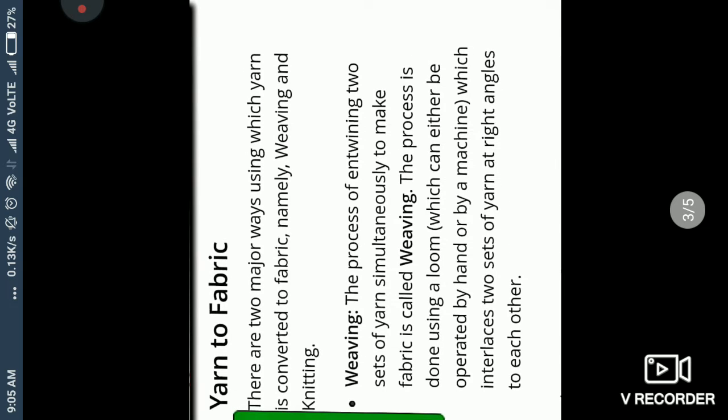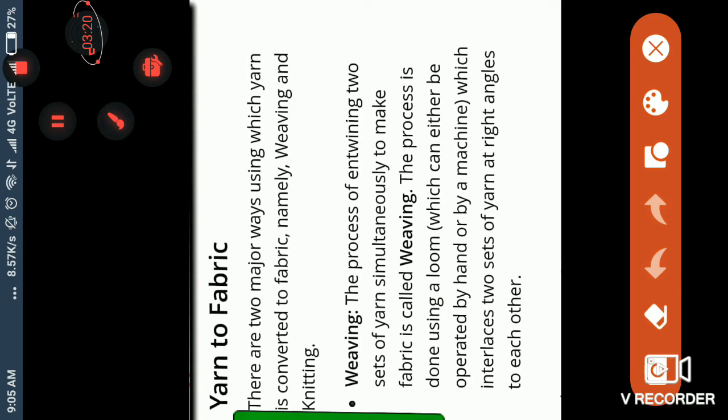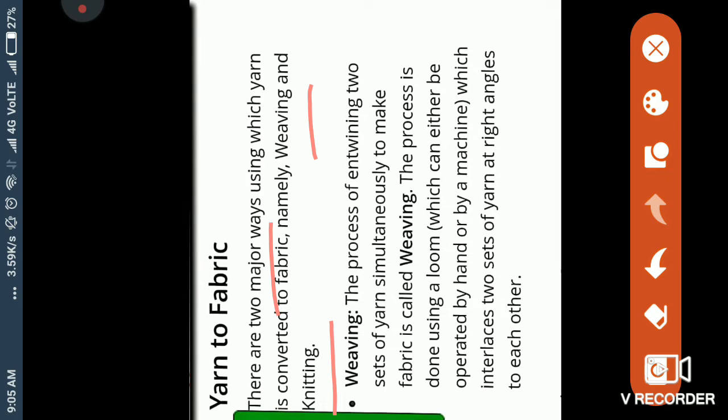Yarn to fabric. Now the third condition: there are two major ways through which yarn is converted to fabric, mainly weaving and knitting. Weaving is the process of entwining two sets of yarn. I told you, one set and the other set make the fabric, and that is called weaving. The process is done by a loom.